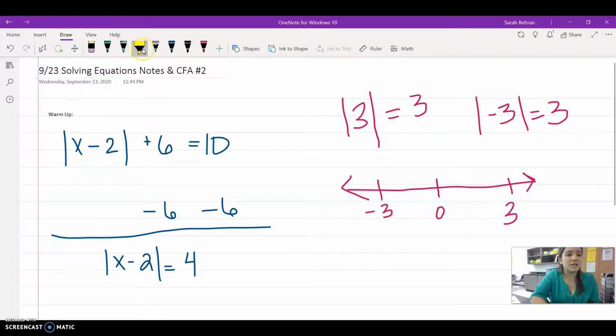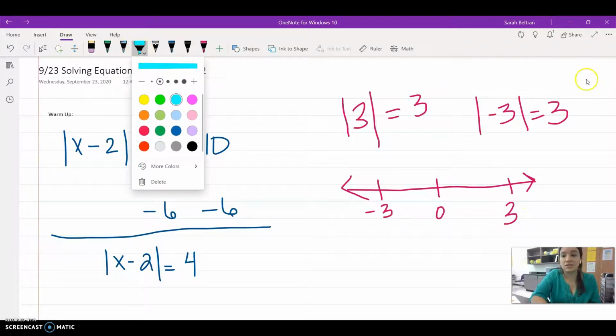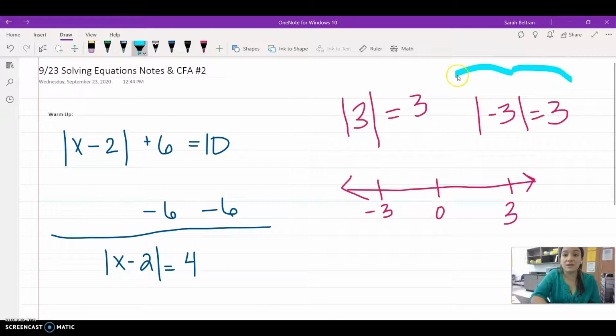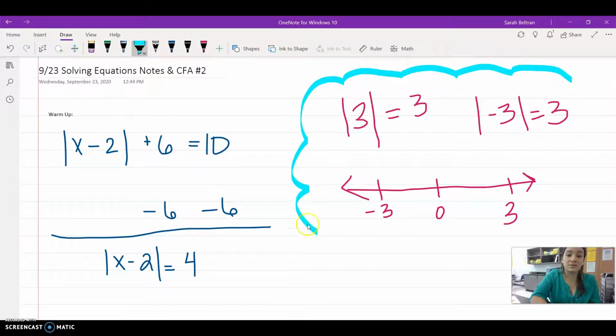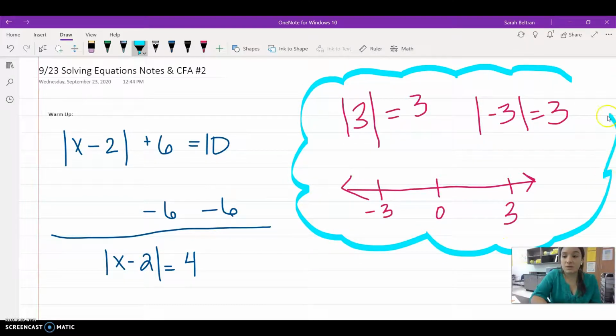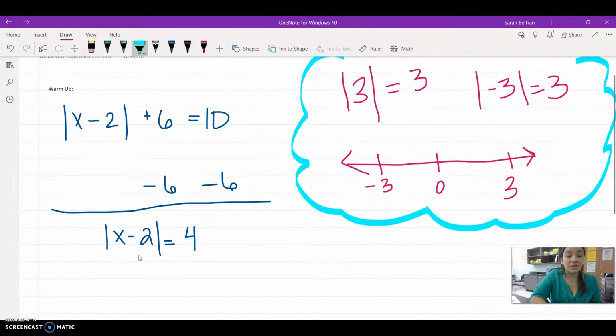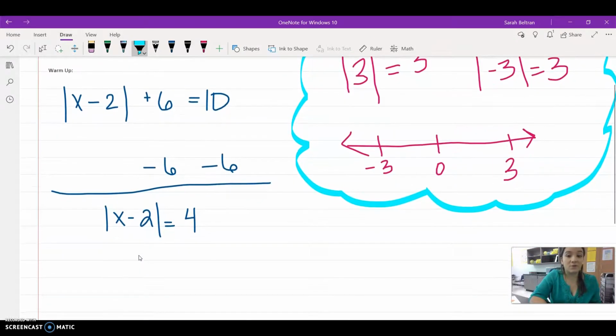Well, why am I telling you this? Because it should give you a little bit of a hint. This is just an extra side note. This should give you a hint on what to do for this problem over here. Now, take a look at your notes, and if you don't have them, we'll go through it in a second, but tell me what to do next.